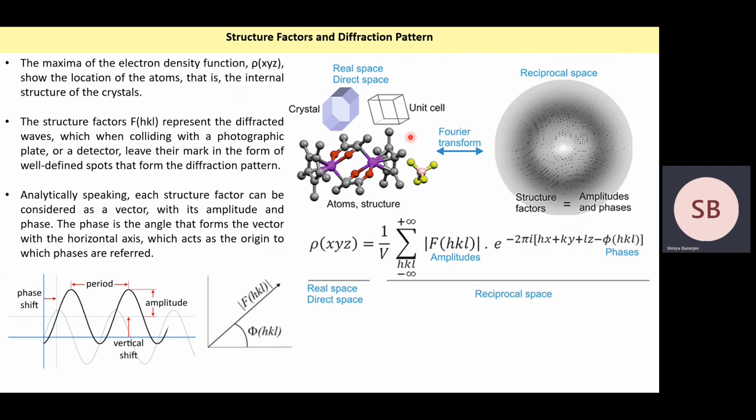Now we will look at the structure factor and diffraction pattern. So the maxima of the electron density function, denoted as rho xyz, shows the location of the atoms. That is the internal structure of the crystal. It is part of the real space. Now, you can Fourier transform this to find the reciprocal space, which is basically made up of mod of capital F HKL, which is called the structure factor, and it represents the amplitude of the wave.